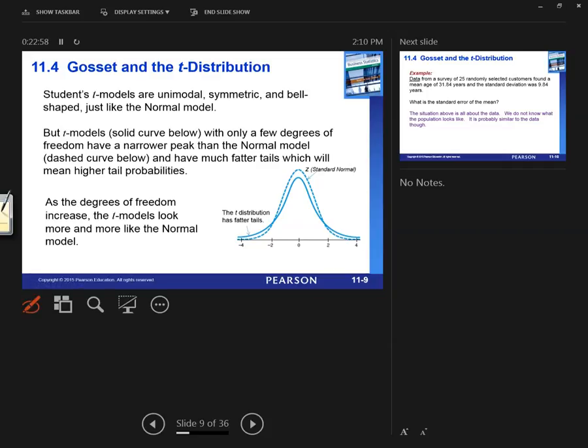Okay, so the z, this is my y bar minus mu over sigma over the square root of n. And then I have my t, which is the solid line, and the t is y bar minus mu over S over the square root of n. The only difference is whether I use sigma, which is the population standard deviation, or S, the sample.